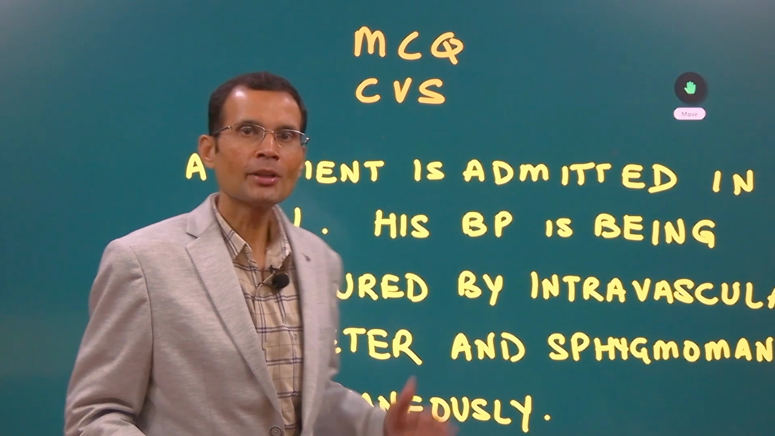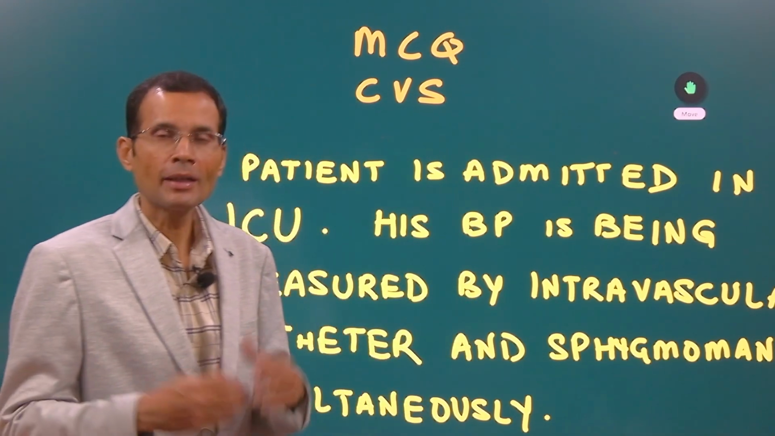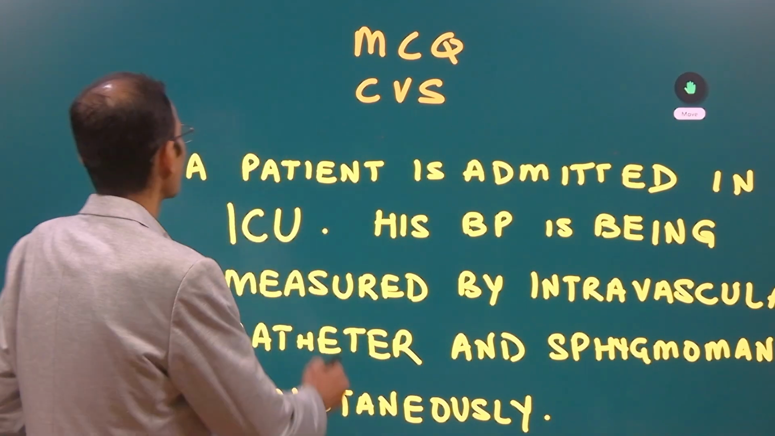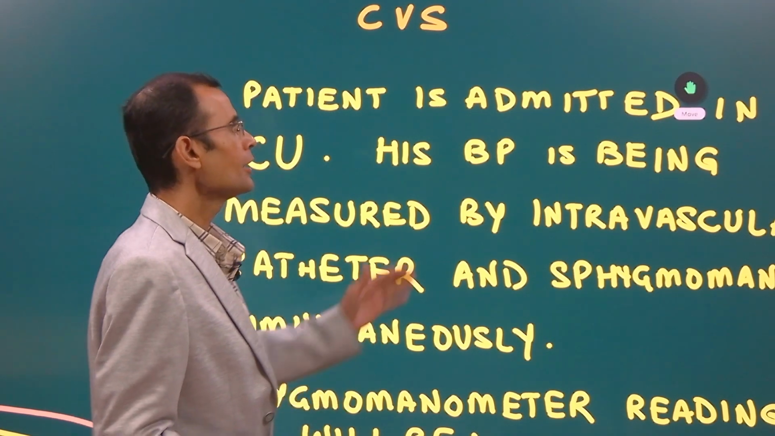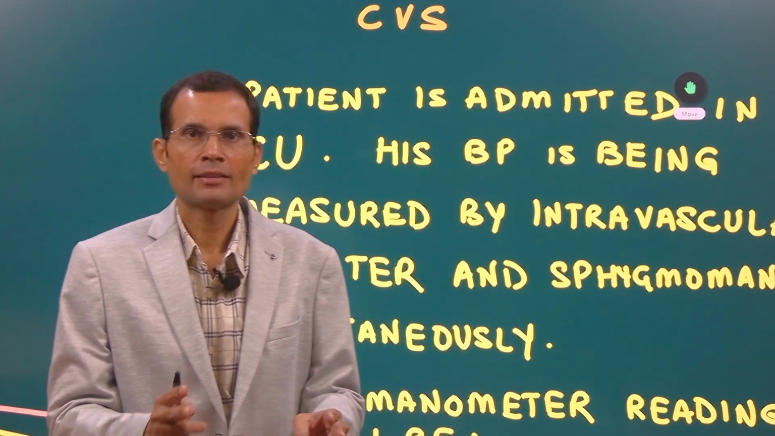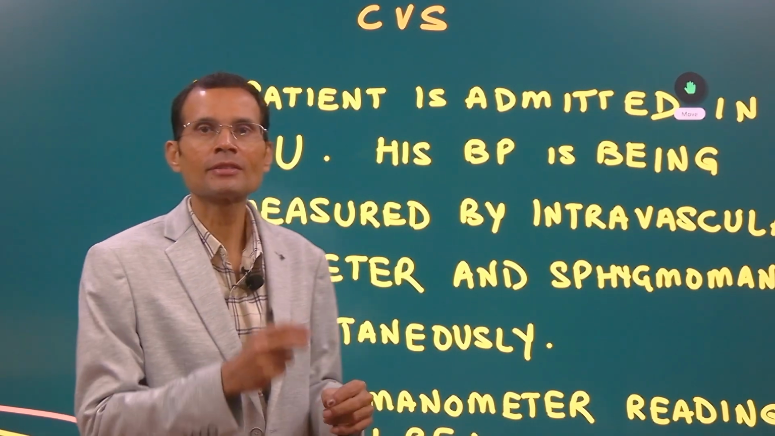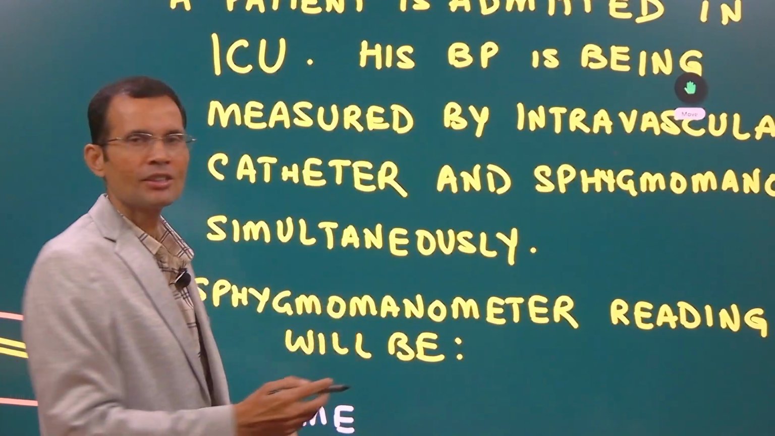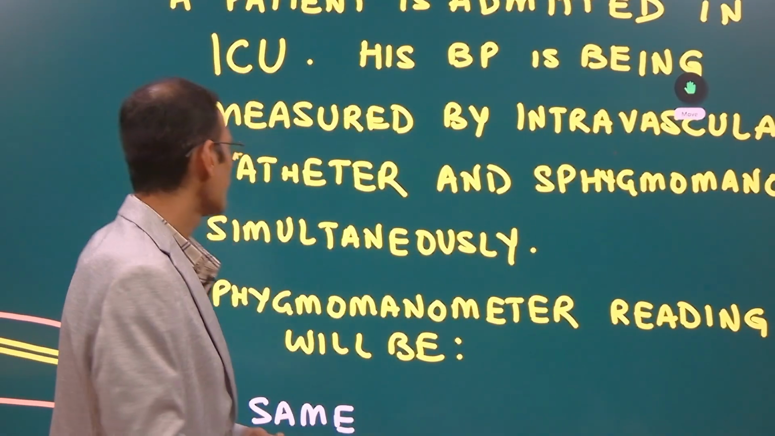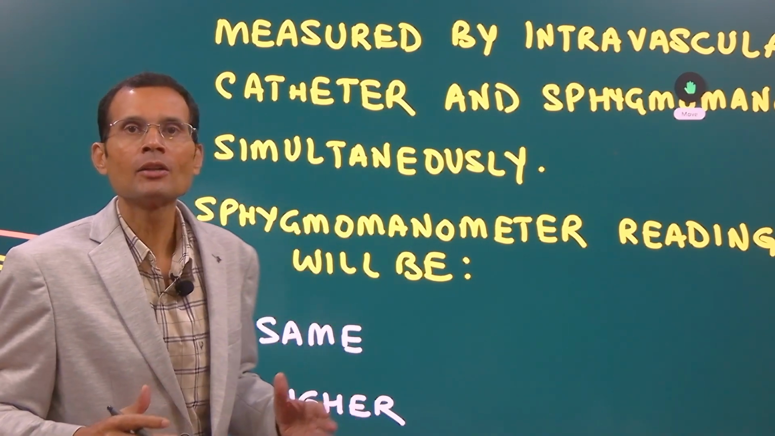Now let's see today's MCQ. This week we had posted this MCQ, which is a hypothetical one, but the concept needs to be understood. A patient is admitted in the ICU and his blood pressure is being measured by two methods simultaneously. One, by intravascular catheter, which is connected to a manometer, and by sphygmomanometry, which is an indirect method of BP measurement. So the question was, sphygmomanometer reading will be what?